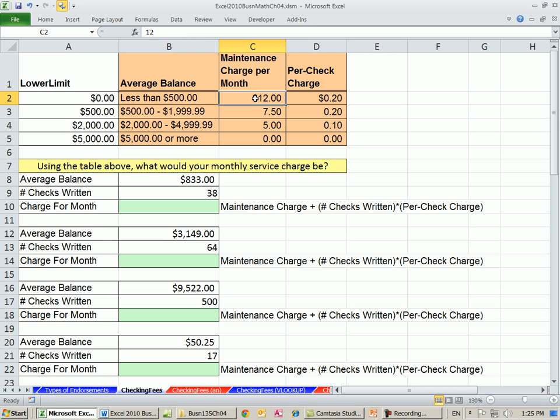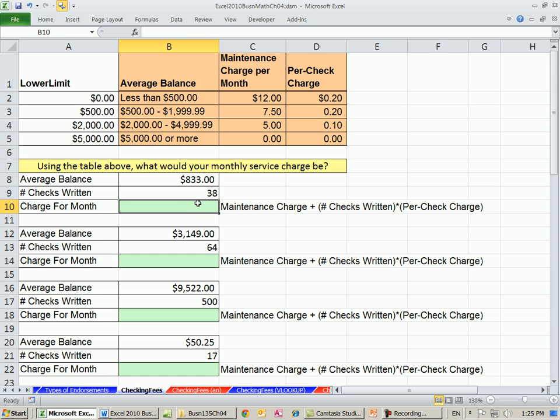All right, so here's how it goes. Less than 500, you get a flat fee of 12 bucks plus 20 cents for every check. Between 500 and 1,999.99, a flat fee of 7.50 and 20 cents per check. Now notice this category says 500 up to and including 1,999. This is called an inclusive category because the lower and the upper number both are included here. If you have 1,999.99, it's still these two. If it's 500, it's still these two. And then 2,000 up to this, and 5,000 or more, it's free.